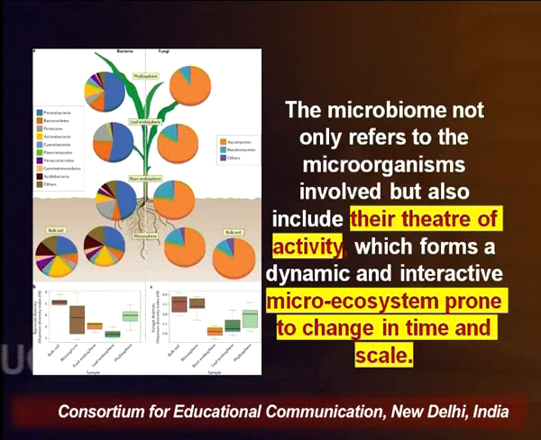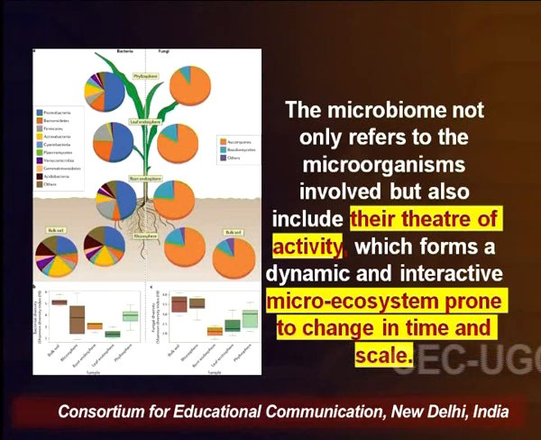Next, here is one example of what sort of data we derive in metagenomic data. Microbiome not only refers to the microorganisms, as I told you already, but it also includes the environment. So it allows us to study the activity, their interaction among each other. So this is a plant.